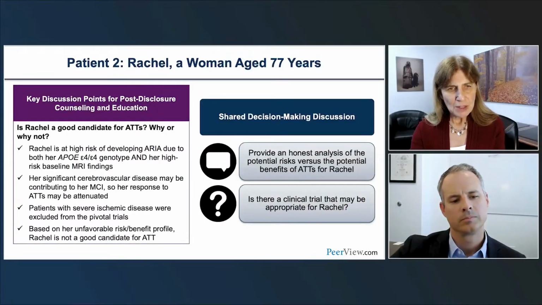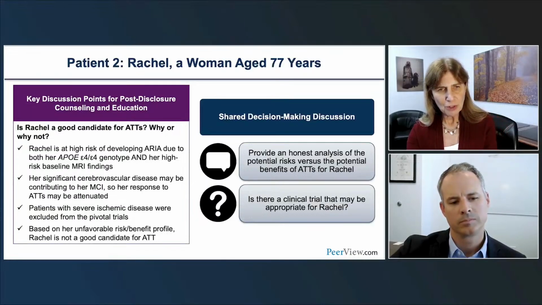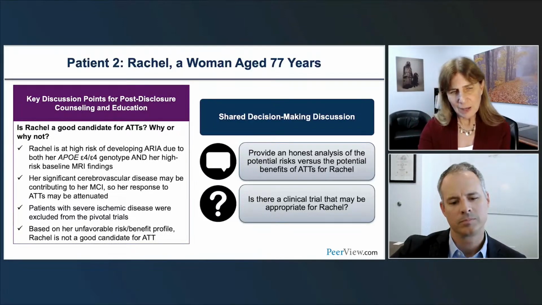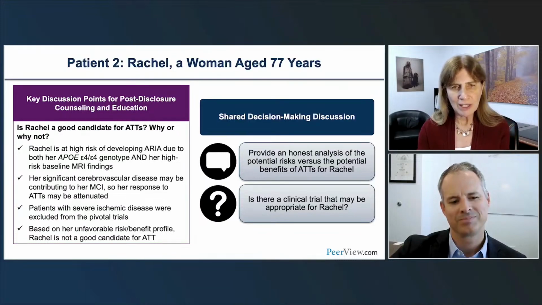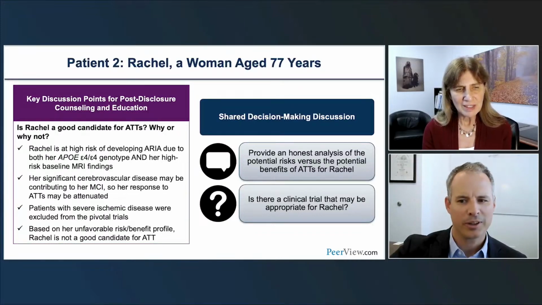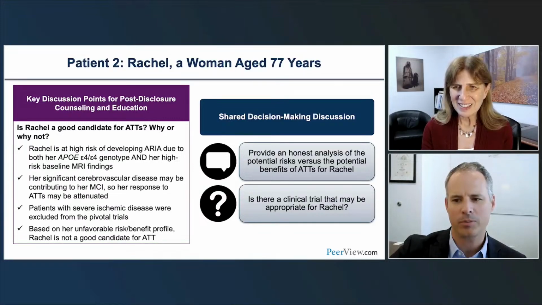Is this somebody that you would have gone forward, Eric, and obtained the ApoE genotype for the purpose of initiating anti-amyloid therapy, or how comfortable are you, given the baseline MRI, in treating someone like this? I'm not particularly comfortable, is what I would say. I think that I might have still gotten the ApoE genotyping, but I think if it had come up E4 in this patient, that would have sort of been the last straw for me.